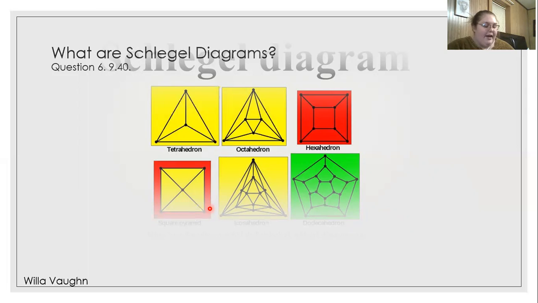So a Schlegel diagram is a projection of a polyhedron into a plane figure and a projection of a 4 polytope to a 3-dimensional space. Schlegel diagrams are usually used as a means to visualize 4-dimensional polytopes.